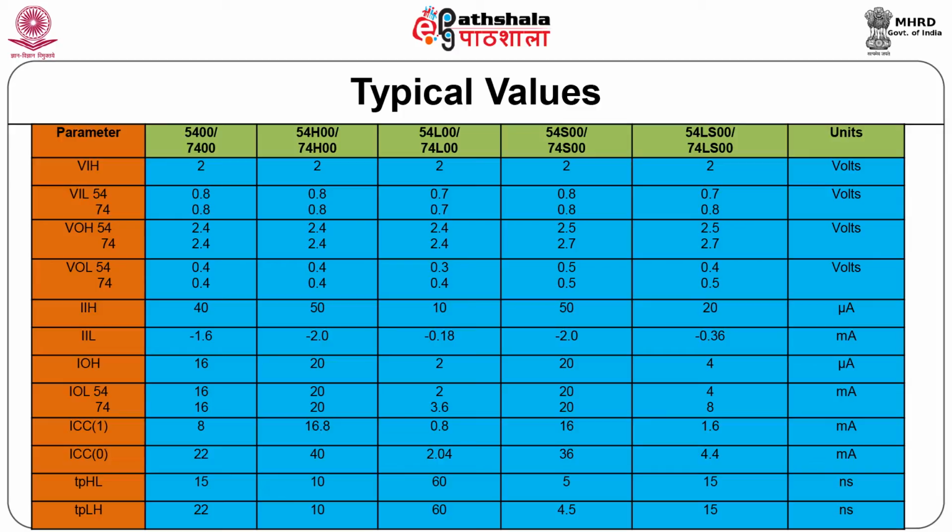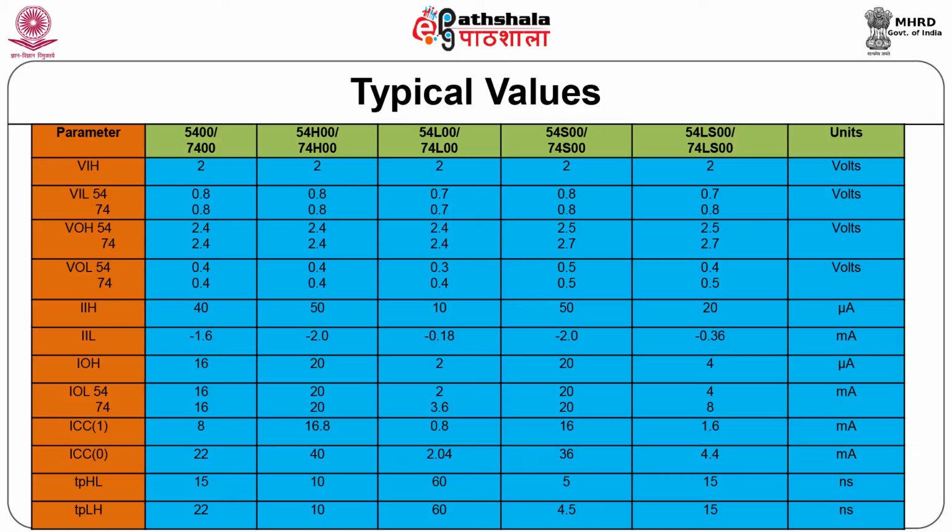ICC for logic 1 is 8 for 7-4, 16.8 for 7-4H, 0.8 for 7-4L, 16 for 7-4S and 1.6 for 7-4LS. It is expressed in milliampere. ICC for logic 0 is 22 for 7-4, 40 for 7-4H series, 2.04 for 7-4L series, 36 for 7-4S series, 4.4 for 7-4LS series. It is expressed in milliampere.